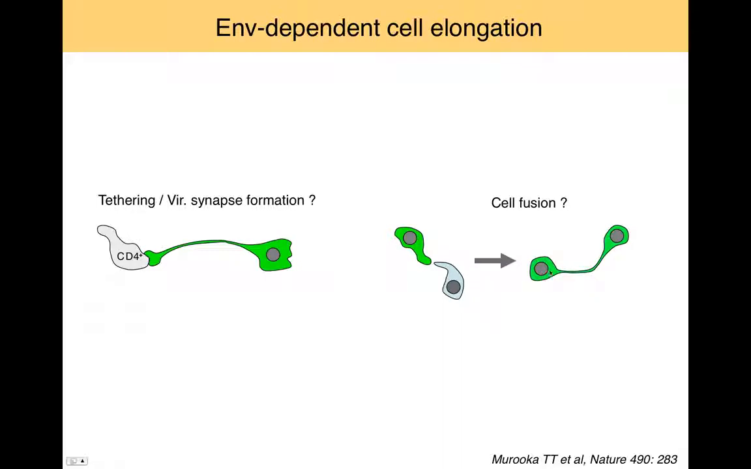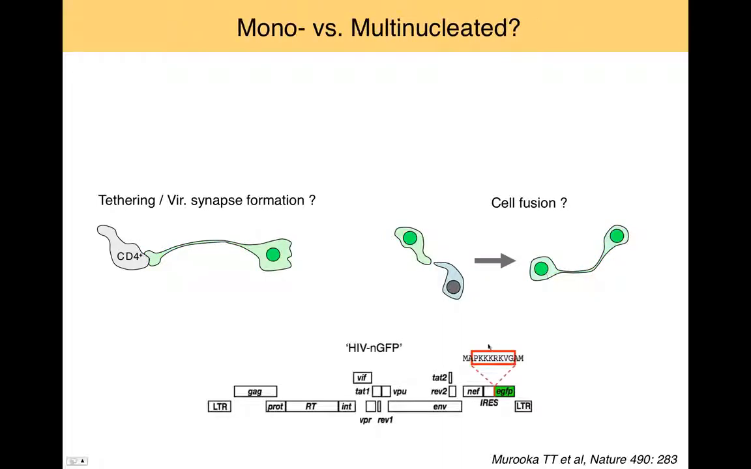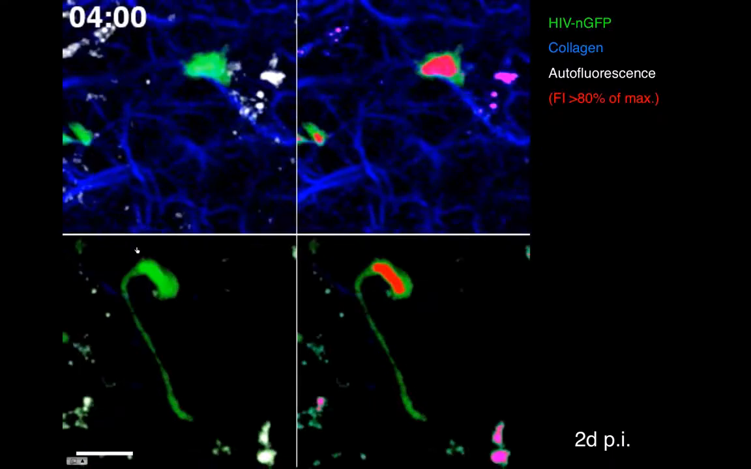And to discern between these two possibilities, we've generated another reporter virus, which is the same one as I've shown you before, but now there's a nuclear localization sequence inserted just upstream of the GFP gene. So this causes the GFP, as soon as it is expressed, to localize into the nucleus. And the idea is that this would allow us to actually visualize the nuclei, and if we have multiple nuclei in these structures, we know that they're syncytia. If we only see one nucleus, we would know that this is more likely a tethering event. And the result was quite clear-cut.